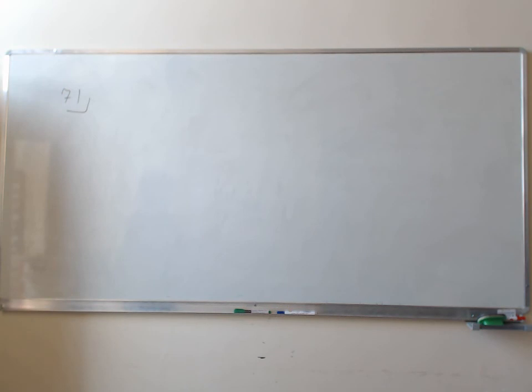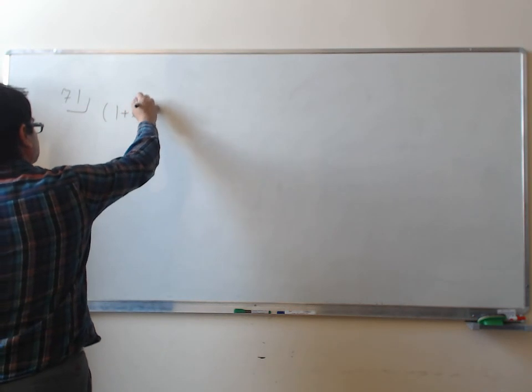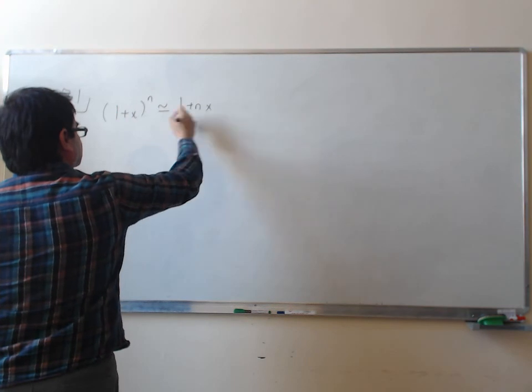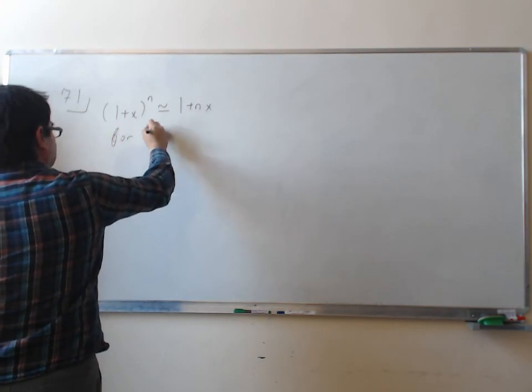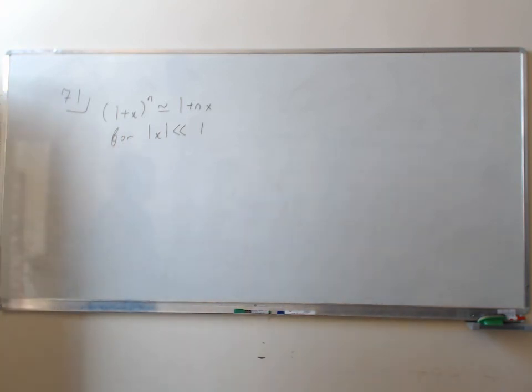They say the hint is to use the binomial expansion. So let's first write down the binomial expansion: (1 plus x) to the n is approximately 1 plus n x for the case when the absolute value of x is much smaller than 1. So a small x, as we say sometimes.